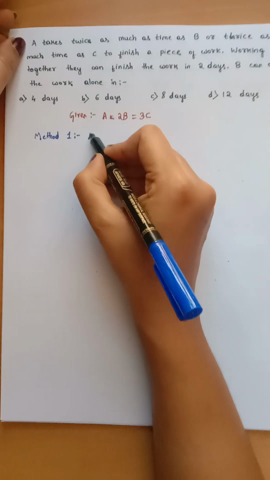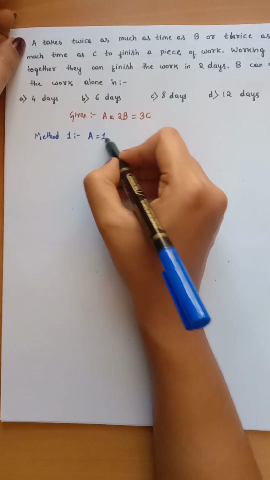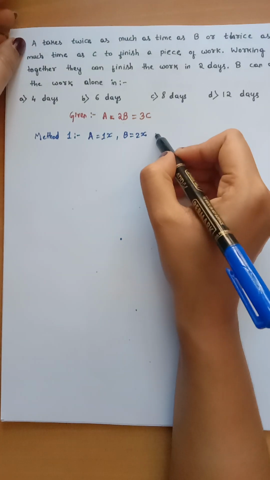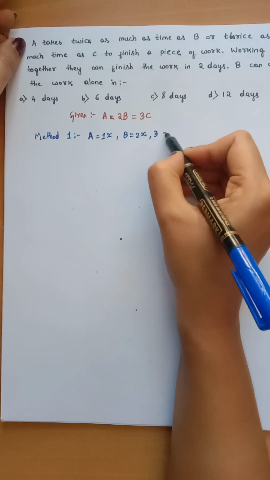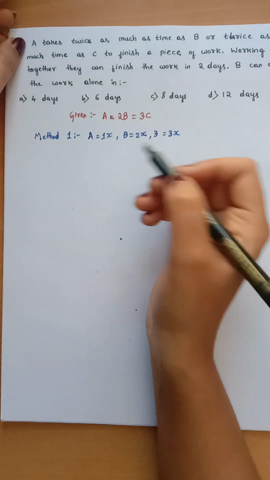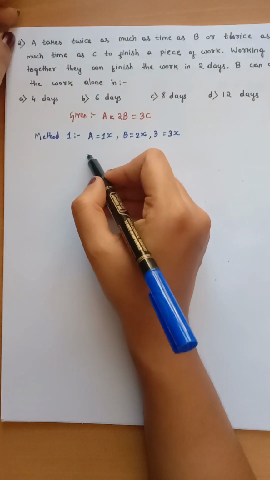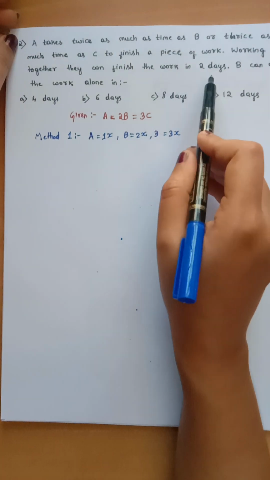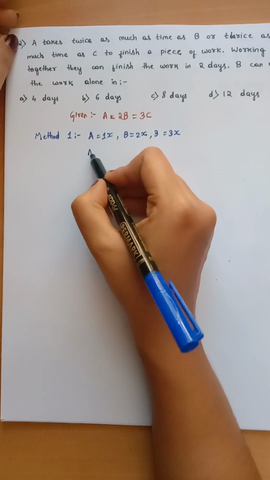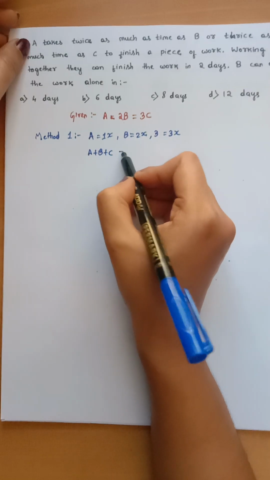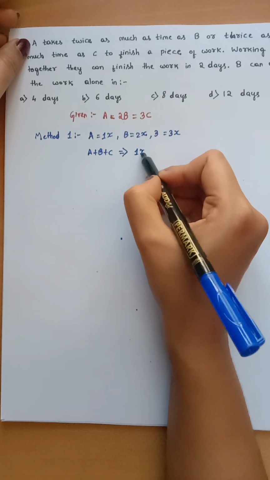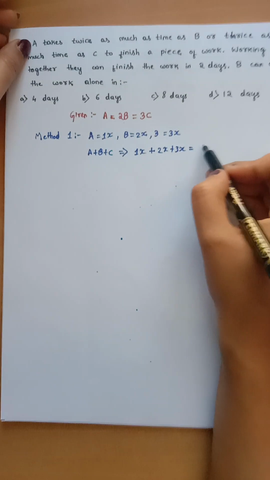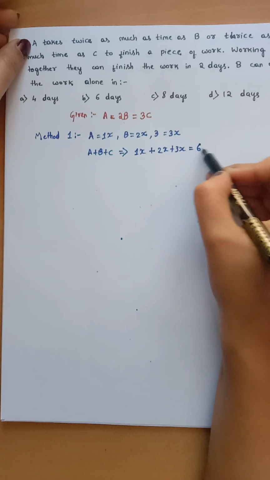Let's note it down. A is equal to 1x. B is equal to 2x. And C is equal to 3x. They are saying that working together they can complete the task in 2 days. Let's add it all together. A plus B plus C is equal to 1x plus 2x plus 3x is equal to 6x.